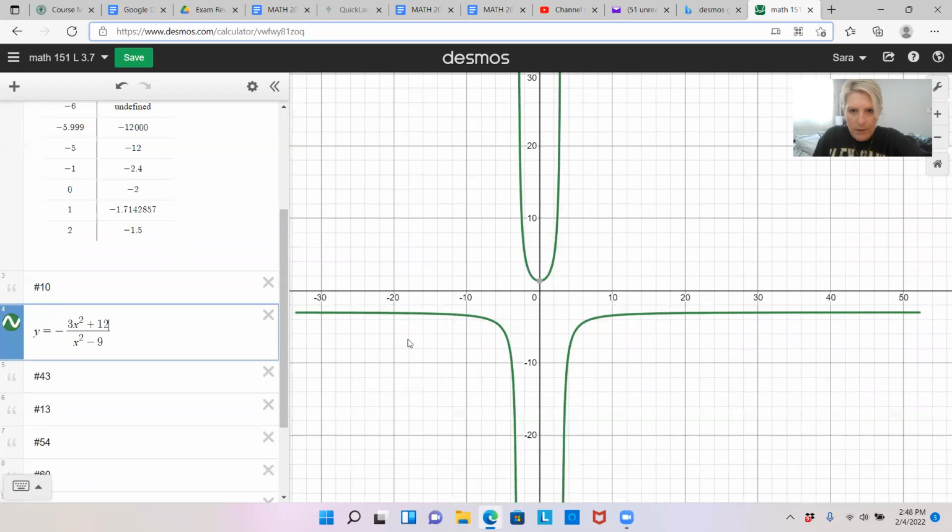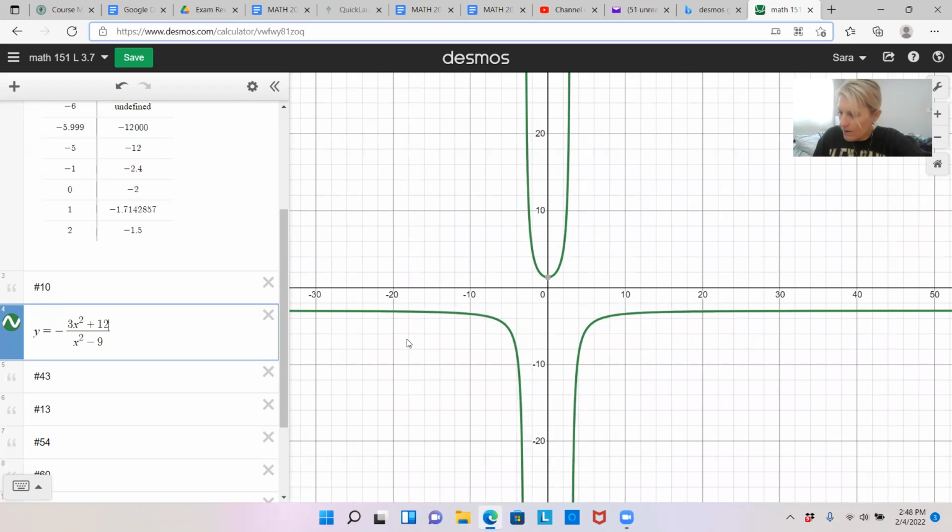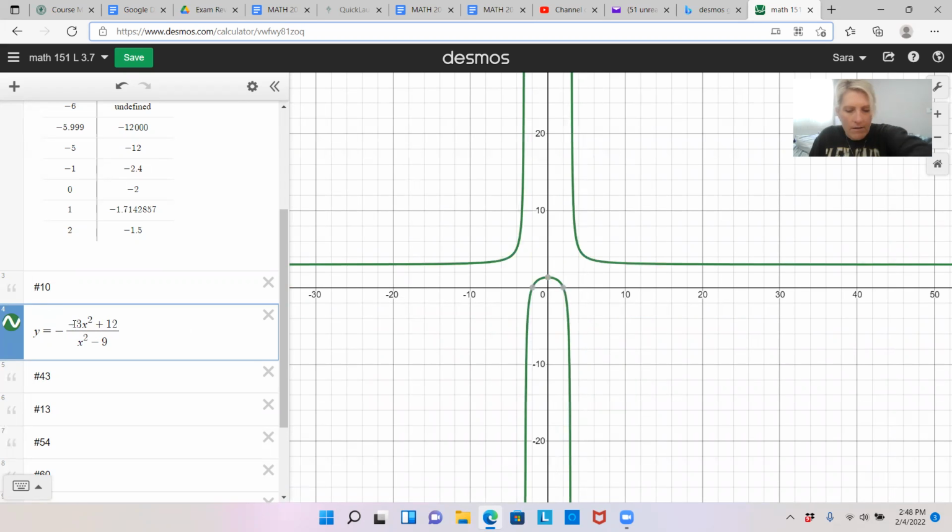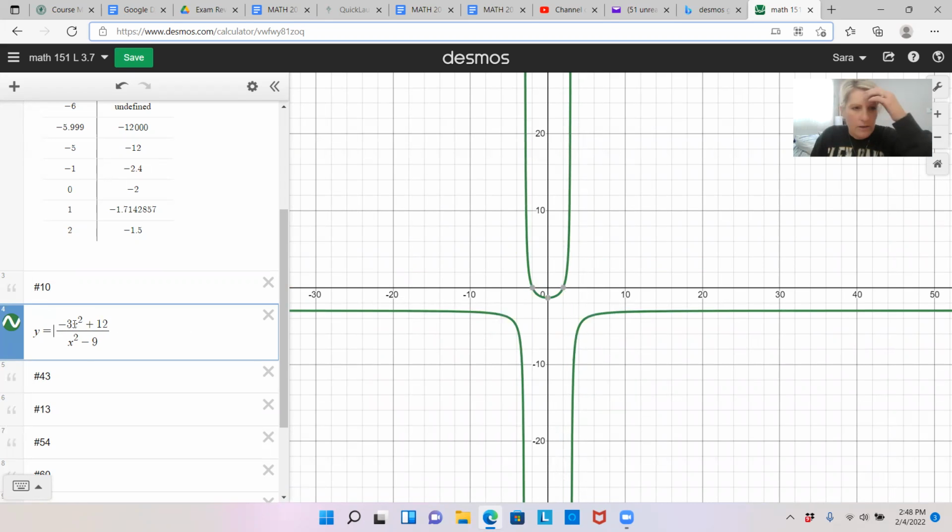I'm going to zoom out so we can get a bigger picture. I think I typed something wrong. A negative 3x squared. I want the negative to stay there. Okay, that's right. So make sure that the negative stays in the numerator. When I typed it, it automatically just went out in front. So then it changed my x-intercepts. So we have to make sure we've got those x-intercepts at negative 2 and 2.